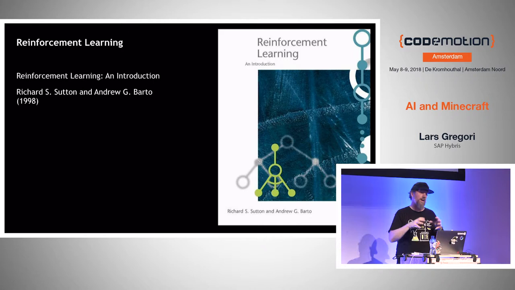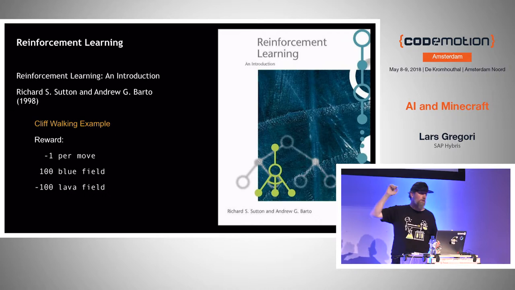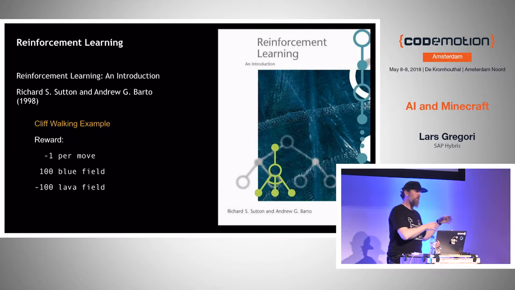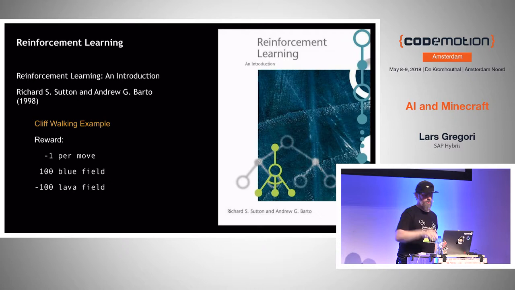And they have some examples, and I will use one of these. This is a cliff walking example. So you get a reward every time you take a move, it's -1. You find a blue field, it's 100, and you fall into lava, it will be -100. So these are the conditions for the following scenario.